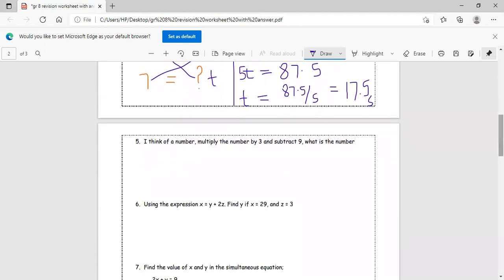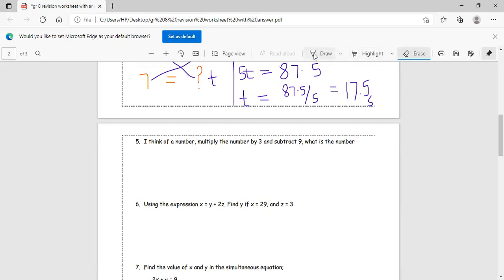Question number 5. I think of a number. Multiply the number by 3 and subtract 9. What is the number? Now, let me say that the number I'm thinking of is A. Because I don't know the number, I will use a letter to represent the number. So the number is A, right? So I don't know the number, so I'm using A to represent the number.